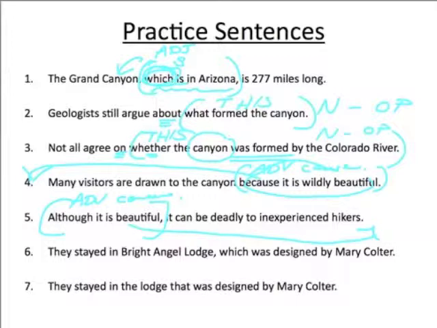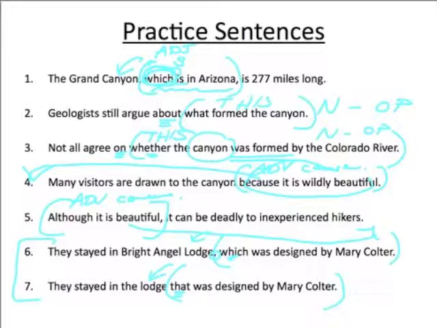Let's look at the last two, and they really kind of go together. They stayed in Bright Angel Lodge, which was designed by Mary Coulter, one of the first female architects in the country. They stayed in the lodge that was designed by Mary Coulter. So look at this, they're both adjective clauses modifying lodge, right? That's pretty obvious. But notice that number 6 is non-restrictive. We have a comma and we have a which. Number 7 is restrictive. We have a that and we have no comma.